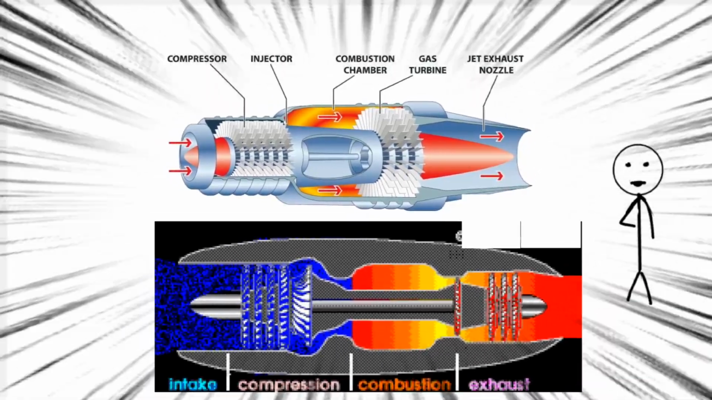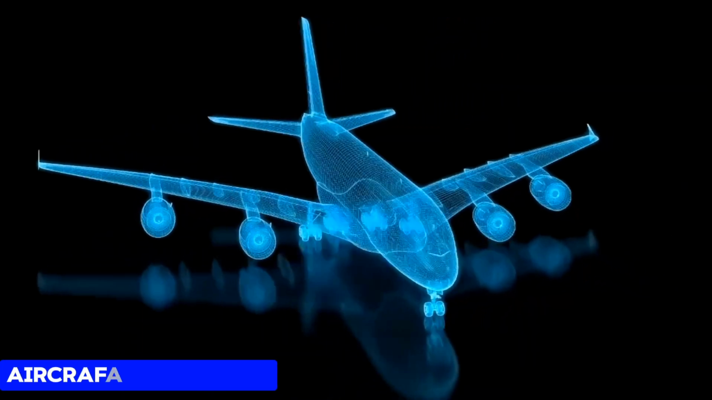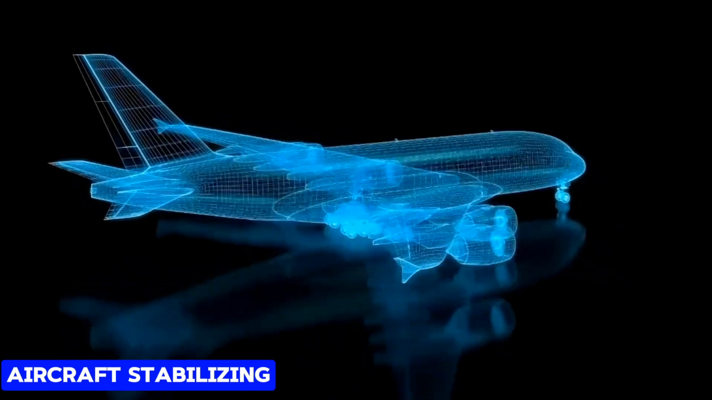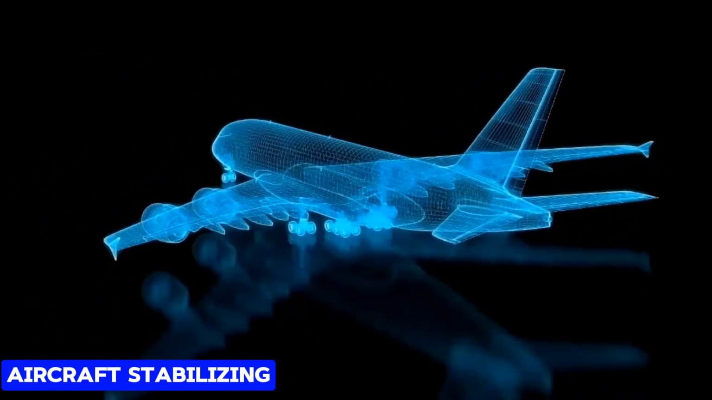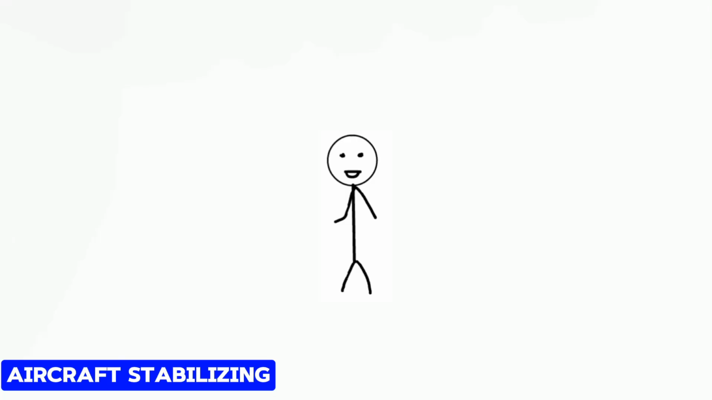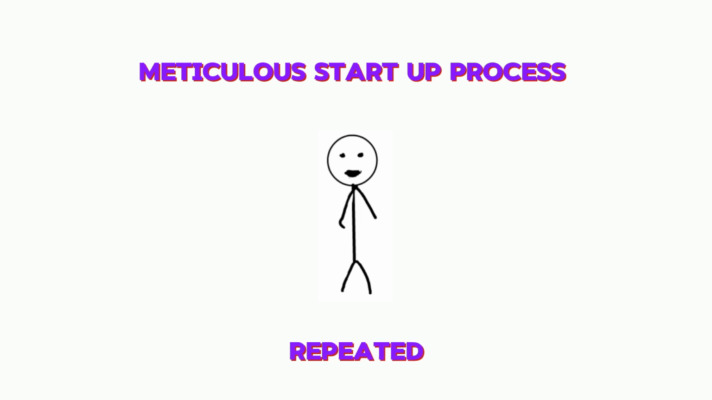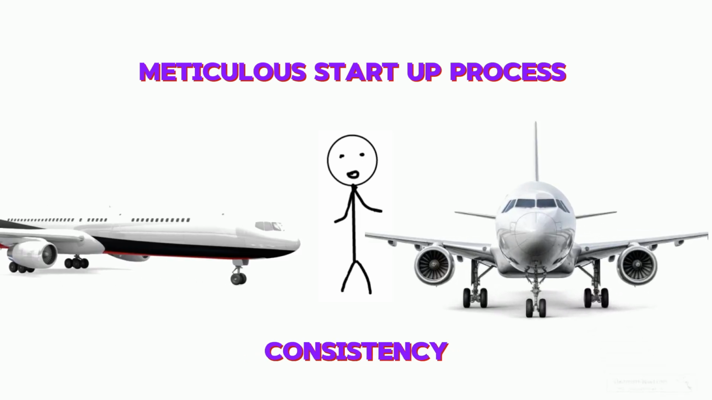Once the engine achieves this self-sustaining state, the aircraft systems stabilize, ensuring all engine parameters are within safe operational limits. This meticulous startup process is then repeated for each additional engine, ensuring consistency and reliability across all engines.